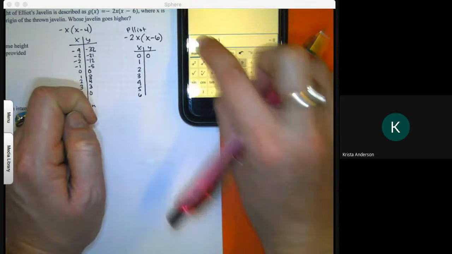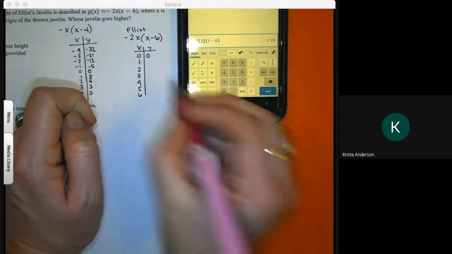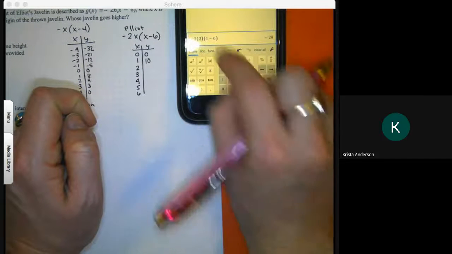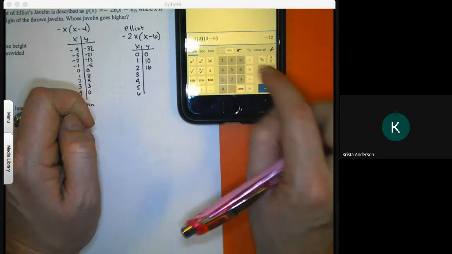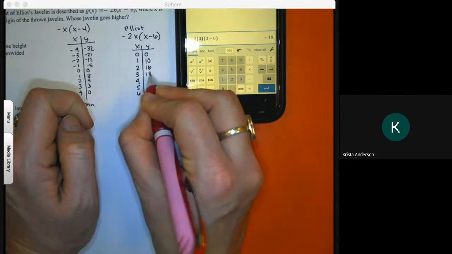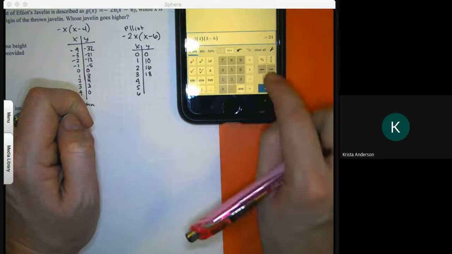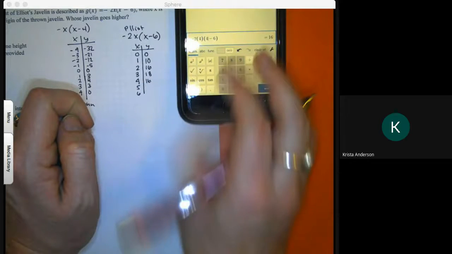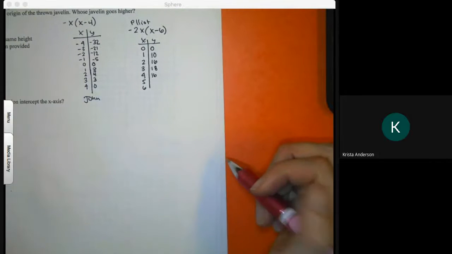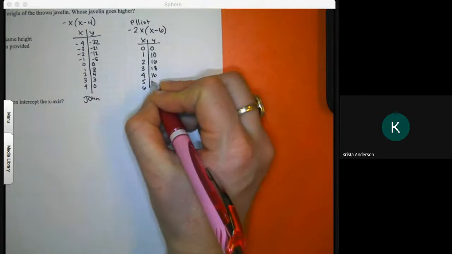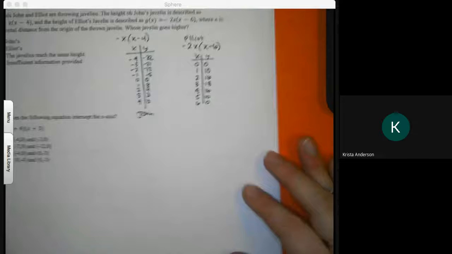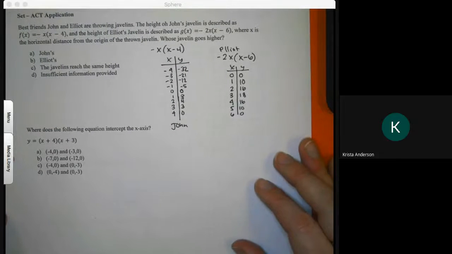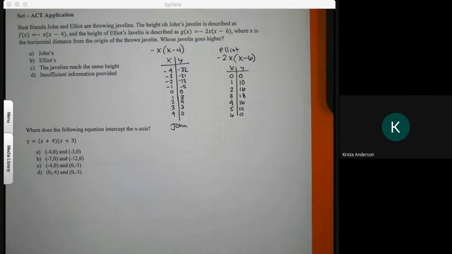Change it to a 1. Change it to a 2. 3. And a 4. It repeats. I can fill in 5 and 6. Who has the highest javelin? Who threw it the highest? We don't have to graph it, just compare the tables. Whose went higher?